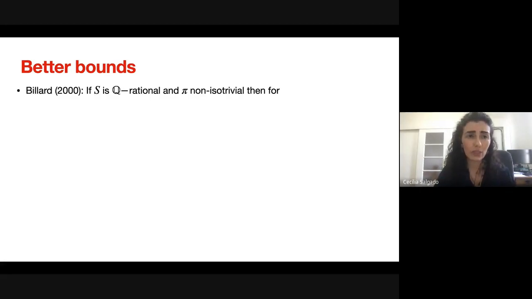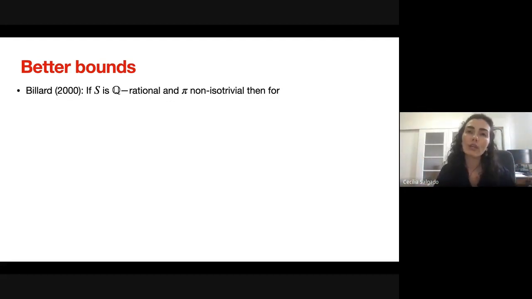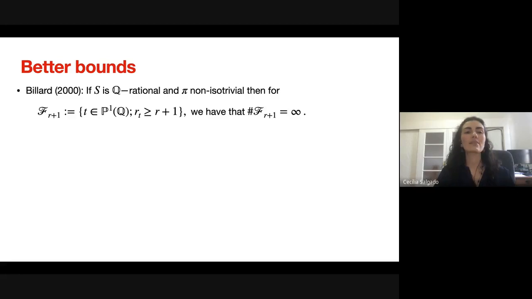Better bounds. In 2000, a French mathematician, Billard, using results from several people, very celebrated results, actually from height theory, more restricted, more particular, showed that if you suppose that the surface is Q-rational, so what does this mean? This means that it's birational to P^2, but over Q. And if you suppose, moreover, that the fibration does not become trivial after some finite extension of the base, so it has non-constant j-invariant, then he showed that the rank jumps. So he showed that this set F_{R+1}, the set for which the rank of the fibers jumps, is an infinite set.